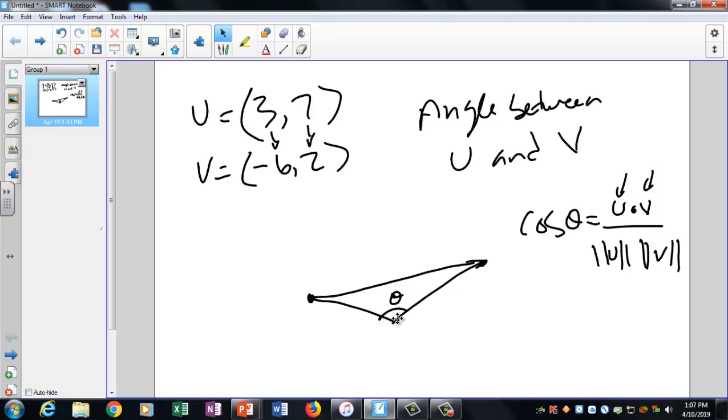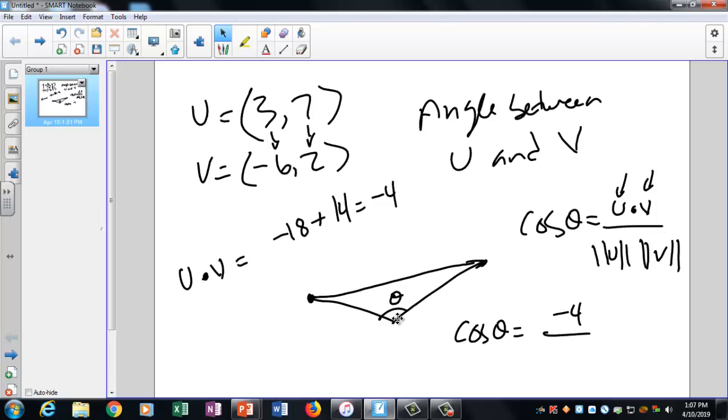Okay? So the dot product of u and v, so u dot v would be negative 18 plus 14, which is negative 4. So the first piece of this formula would be cosine theta equals negative 4 over whatever the magnitude of u and the magnitude of v is. Now, how do I find the magnitude of u and the magnitude of v? Well, the magnitude of u will be equal to the square root of 3 squared plus 7 squared.